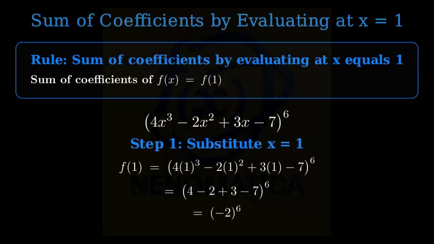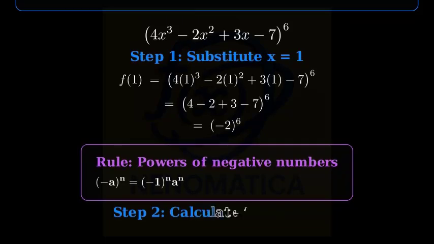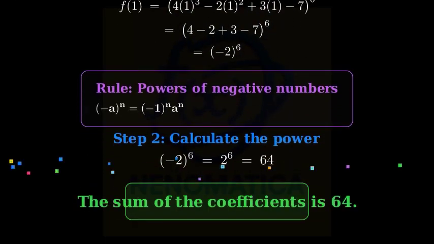Here is a useful reminder about powers of negative numbers. (Negative a) to the n equals (negative 1) to the n times a to the n. Step 2. Calculate the power. Since 6 is even, (negative 2) to the sixth equals 2 to the sixth, which equals 64.